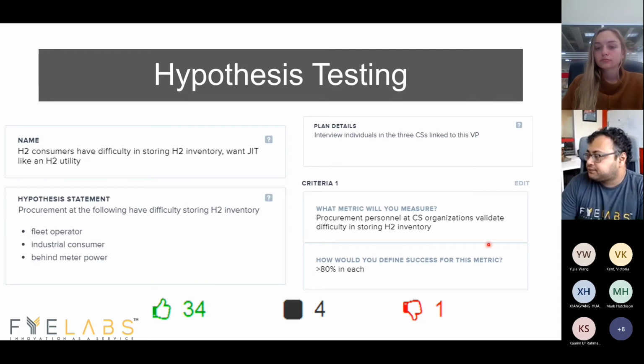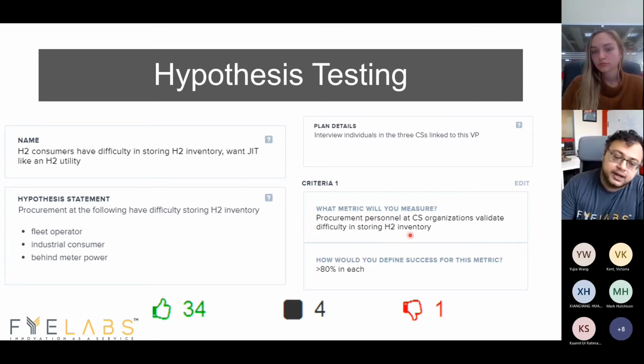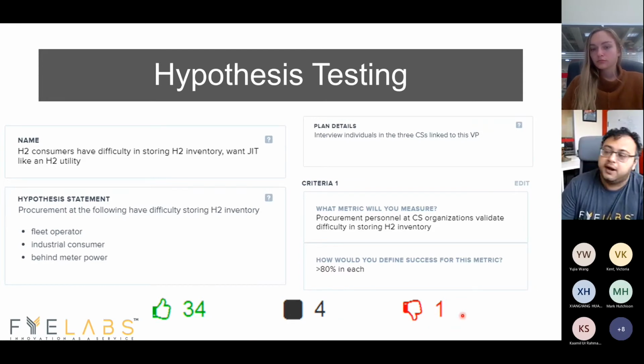In this particular situation, I made an assumption that procurement personnel at the customer segment organizations would validate difficulty in storing hydrogen inventory. So if you go talk to these people, ask them what their main problems are today, and if they mention that storing hydrogen is a big headache for them, that means your thing is validated. In this particular instance, I saw 34 thumbs ups, or 34 people validated, 4 people were like meh, and 1 individual said that's not a problem at all.